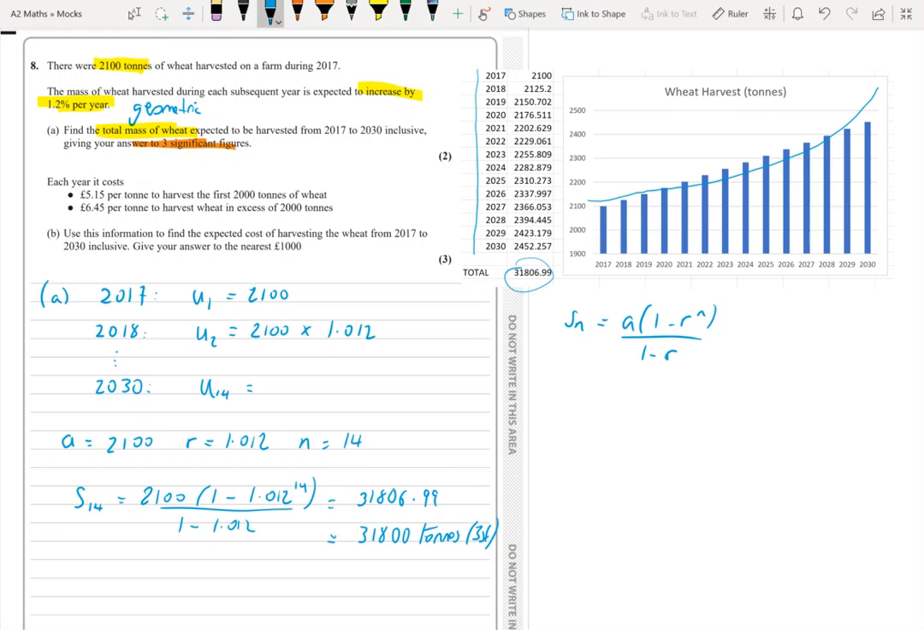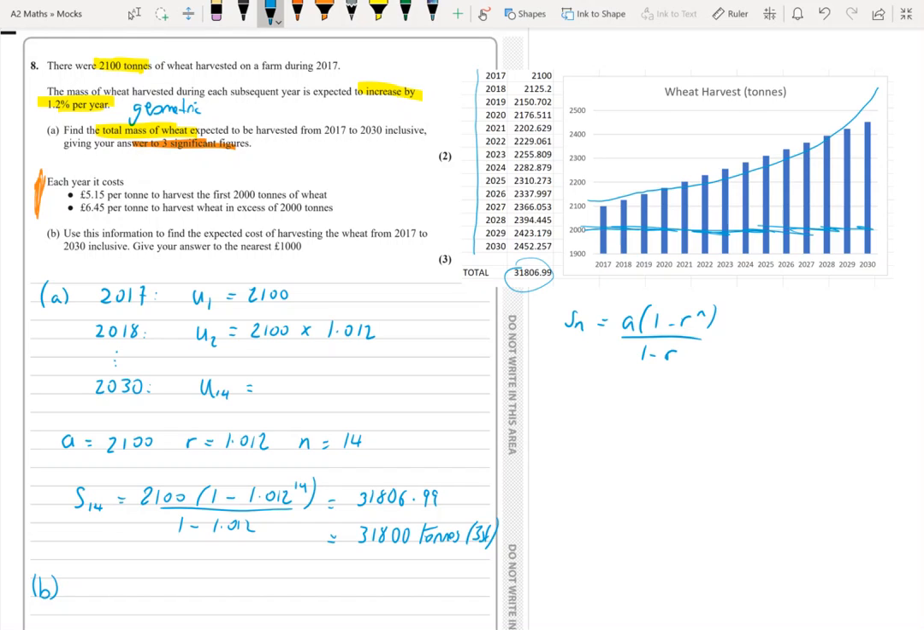Okay, let's look at part B. Notice that there's some extra story given before you read the question part B. So let's check the extra story. Each year it costs £5.15 per tonne for 2,000 tonnes and £6.45 per tonne for everything over that. Now notice every year the amount we harvest is over 2,000 tonnes, because if I draw 2,000 tonnes across the Excel graph, that's a cut-off down there. Every year we're producing more than that, so every year we're going to be paying the higher rate on most of what we grow.